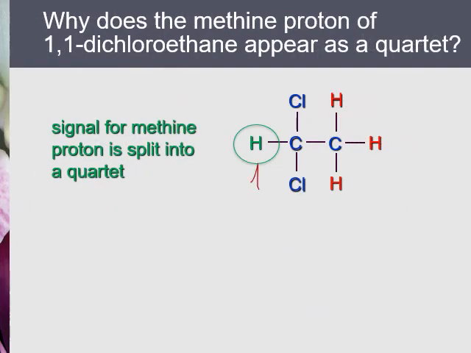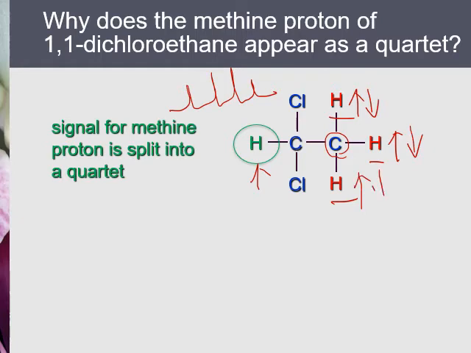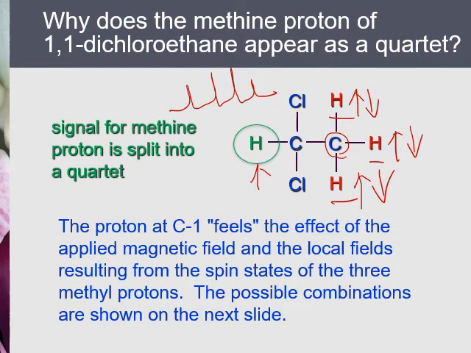Let's look at this hydrogen. Why does this hydrogen appear as a quartet? This is because the neighboring carbon has 3 hydrogens. Each hydrogen has 2 orientations or spin states. The combination of all these spin states gives you 4 local environments, and therefore this hydrogen will have 4 absorption peaks.